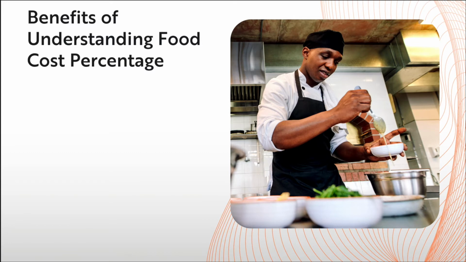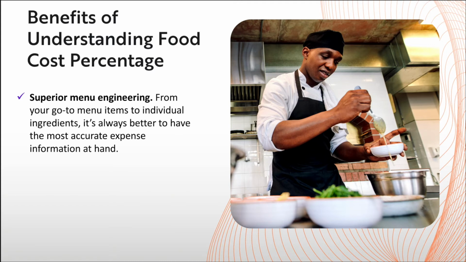So now we've heard about the importance of food costs, we know how to calculate it, but what are some of the benefits of understanding food cost percentage? In the restaurant industry, knowledge is power, and knowing how to calculate food costs and track food cost percentages is, in many ways, somewhat of a superpower. Get your food costs locked in, and your restaurant will enjoy the following: superior menu engineering. From your go-to menu items to individual ingredients, it's always better to have the most accurate expense information at hand. This allows you to deliver high-quality menu offerings to customers while keeping the costs as low as possible.